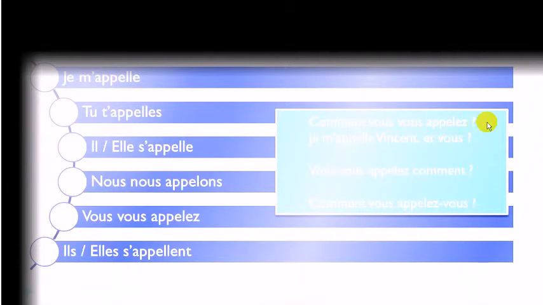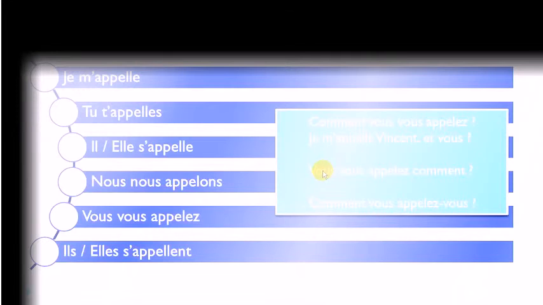Comment vous vous appelez? When you want to know the name of someone. Answer: Je m'appelle Vincent. Et vous? So I am Vincent, I call myself Vincent, if you want. Et vous? And you? You want to know the name of the person who is asking the question. First you start with comment and then vous vous appelez. That's a common way of asking the question.